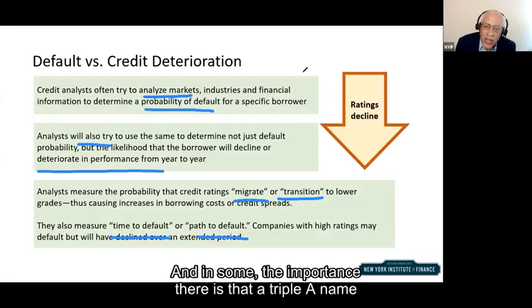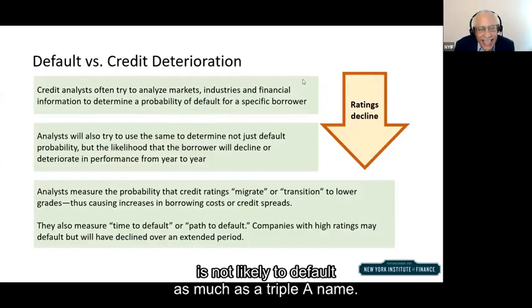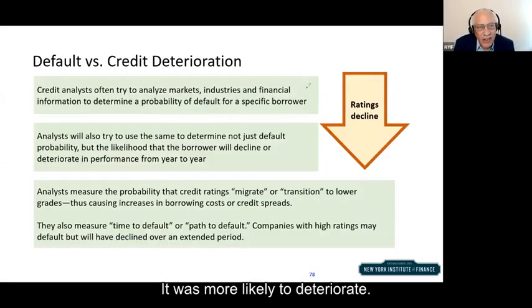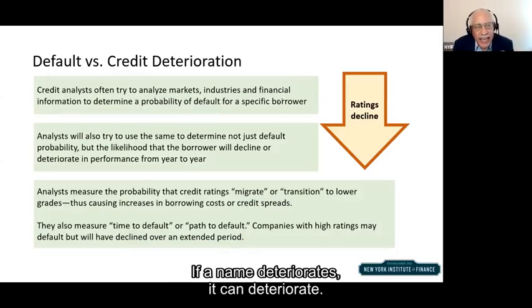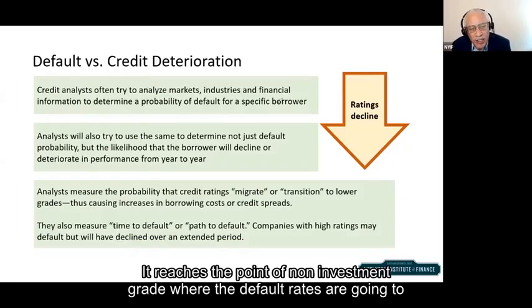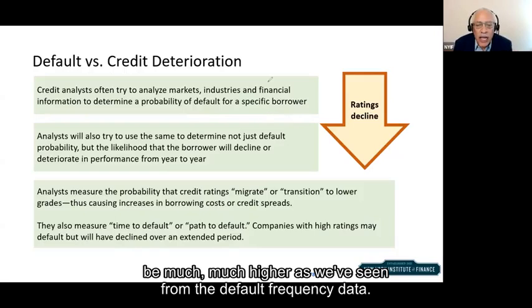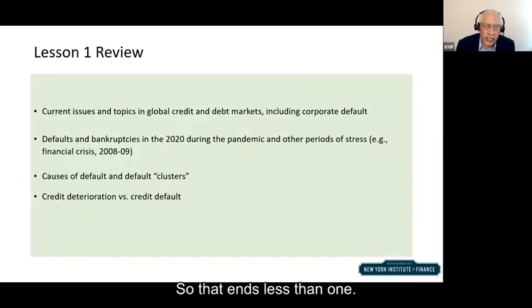In sum, the importance there is that a AAA name is not likely to default as much as it is likely to deteriorate. If a name deteriorates, it can reach the point of non-investment grade where the default rates are going to be much, much higher, as we've seen from the default frequency data. So that ends lesson 1.